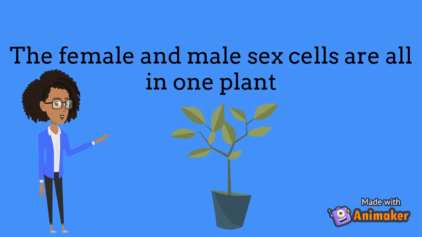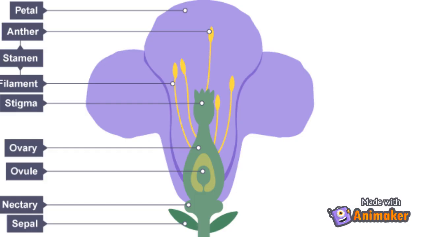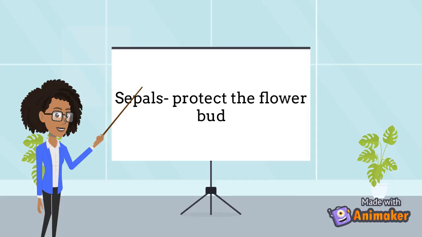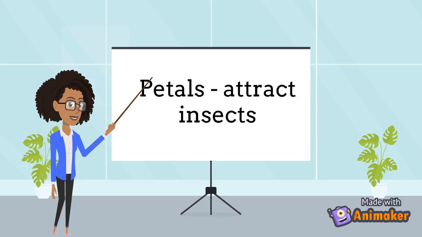Unlike humans, the female and male sex cells are all in one plant. The organ of sexual reproduction is the flower itself. And don't worry, I will let you know exactly what all of these parts do. Sepals protect the flower bud when it's unopened. Petals are usually brightly colored. Think of roses or lilies. That's because they need to attract insects to the plant.